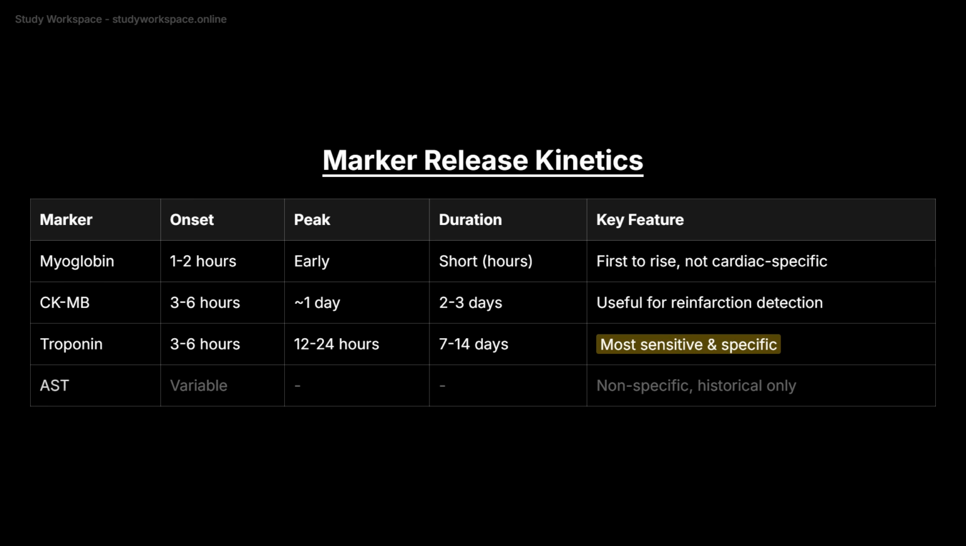Finally, there is aspartate aminotransferase, or AST. AST was once used as a cardiac marker, but today it has very limited clinical value because it is found in many other tissues, including the liver and skeletal muscle. It is therefore considered a nonspecific marker.